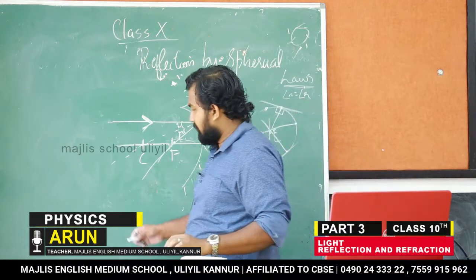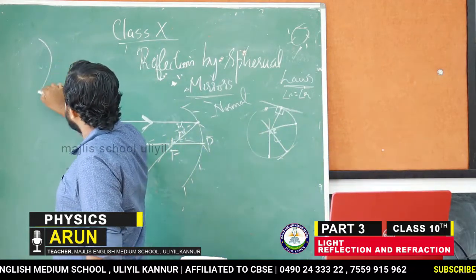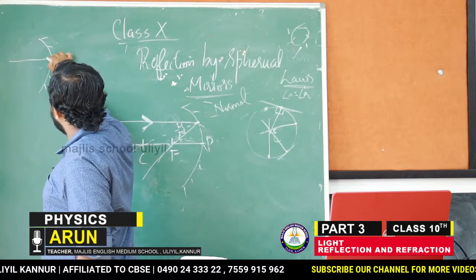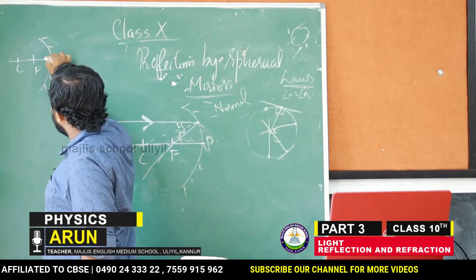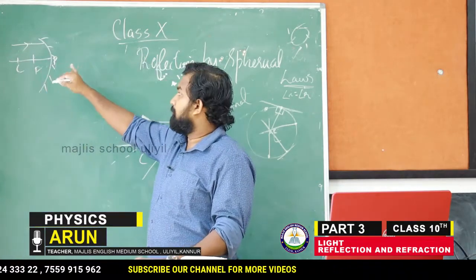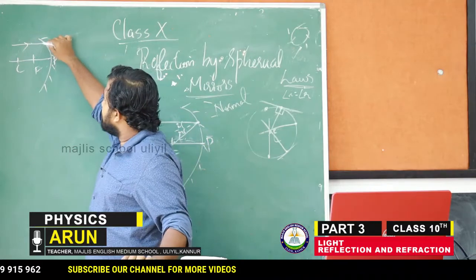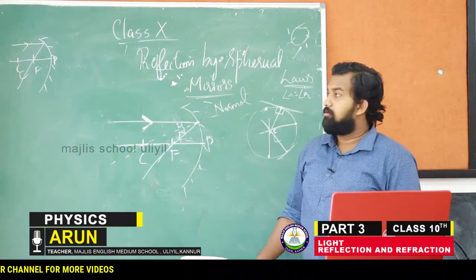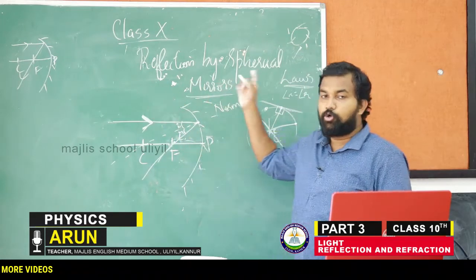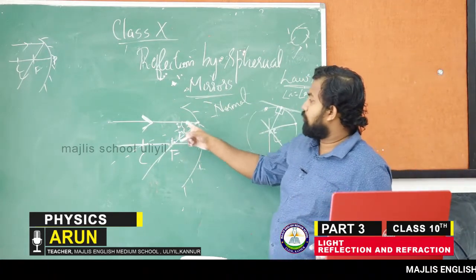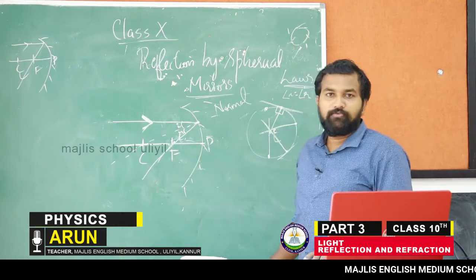So the first one: if the incident ray is parallel to the principal axis, the ray will pass through the focus. Why is it passing through the focus? In order to follow the laws of reflection. So in order to follow the laws of reflection, it will pass through the focus.